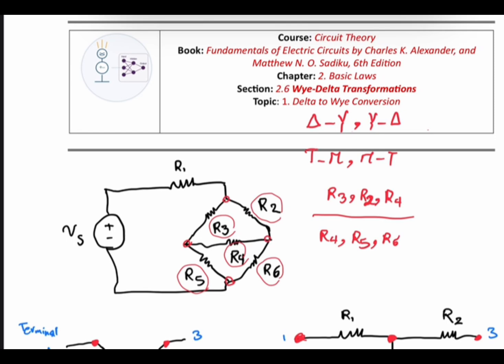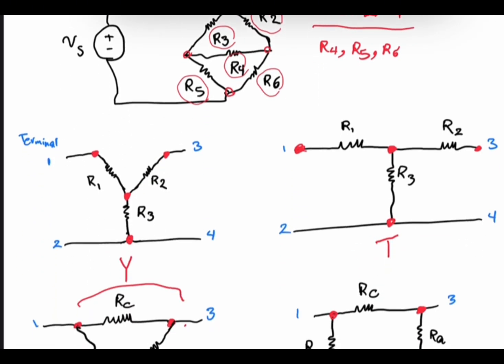One of the useful ones is the transformation between delta to Y or Y to delta. But before we do so, we should know what the Y and delta networks are. The Y network looks like a Y, and it consists of three resistors, each connected from a central node to one of the three outer nodes. Here I have a central node, and one leg of my resistor is connected to this central node, and the other leg is connected to the outer node.